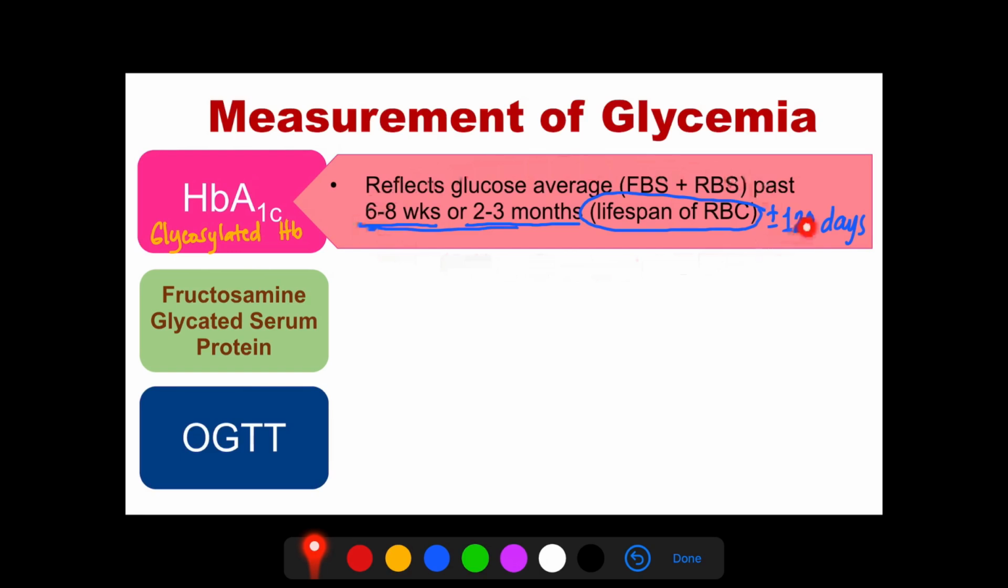And another thing, the HbA1c should be performed in a laboratory using a method that is NGSP certified and standardized to the DCCT assay. The meaning of NGSP is National Glycohemoglobin Standardization Program, and DCCT stands for the Diabetes Control and Complications Trial. So that is for your HbA1c.